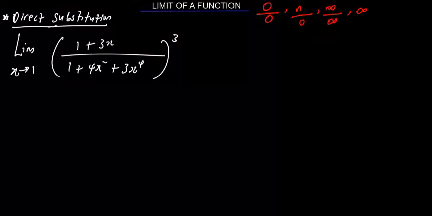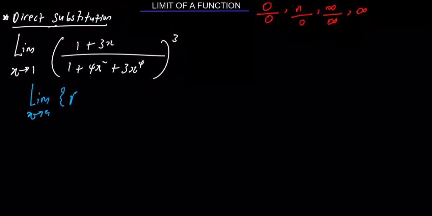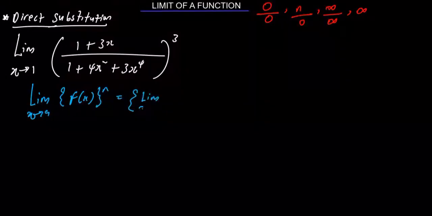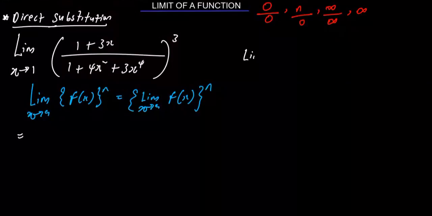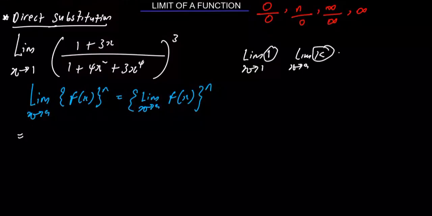Do you still remember this law, that if I have the limit as x tends to a of f of x to the power of n, it is possible for me to have this limit penetrate the bracket like this, and you still have your power n. So when this enters, what happens? You just apply the limit to all of them. Remember that if I have the limit as x tends to 1 of a constant k, it still gives me k. Good, so this will give me 1.